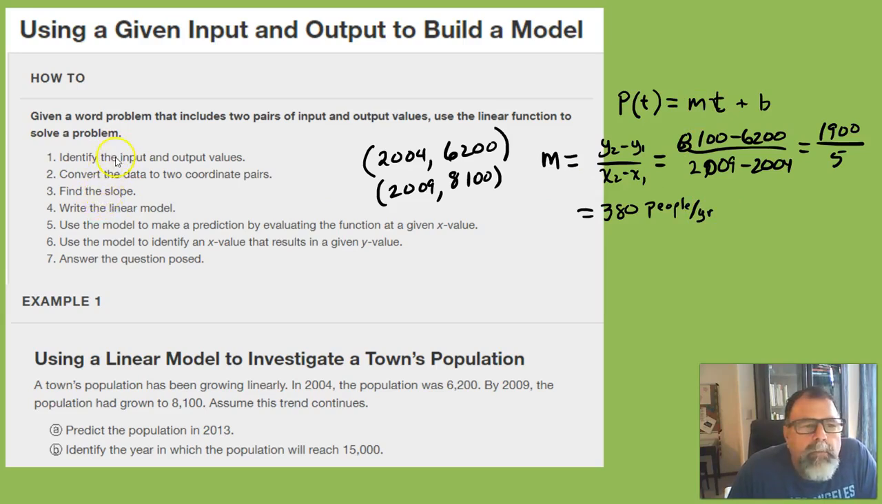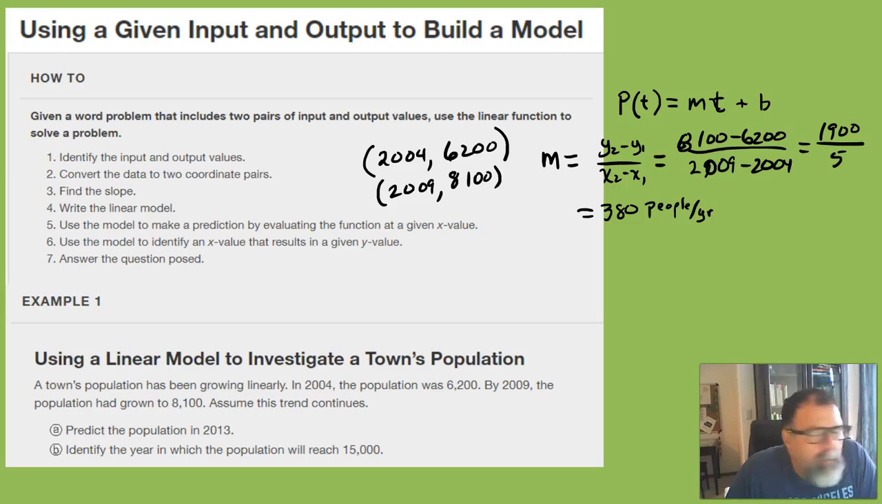Okay, so let's see, we did that. We converted the data to coordinate pairs. We found the slope. Now we want to write the linear model. So we're going to use this linear model to make a prediction. So we found m, we got to figure out b. So a couple ways we can do it.